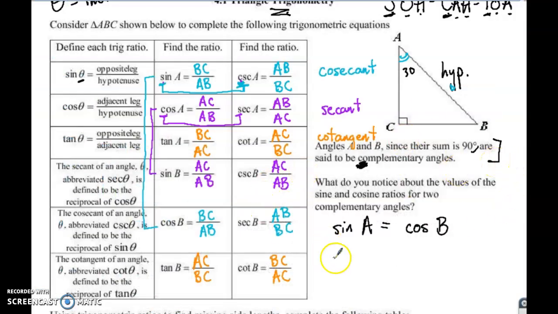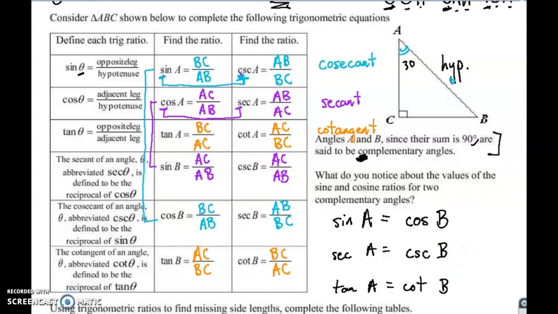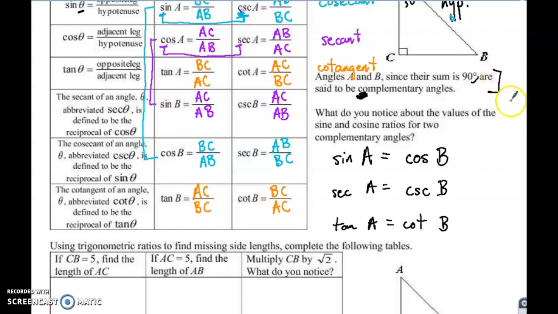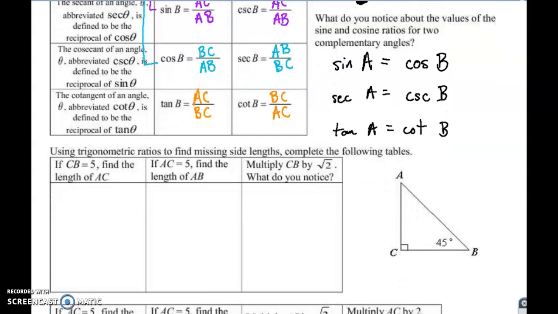And you can do that with secant, and by the way, I can switch these around. Secant of A is equal to cosecant of B, and then tangent of A will equal cotangent of B. And I can switch these around, like sine of B equals cosine of A. Secant of B equals cosecant of A. All of that is true. And not a lot of teachers actually teach that. It's kind of surprising, actually, but pretty important stuff as we move forward.